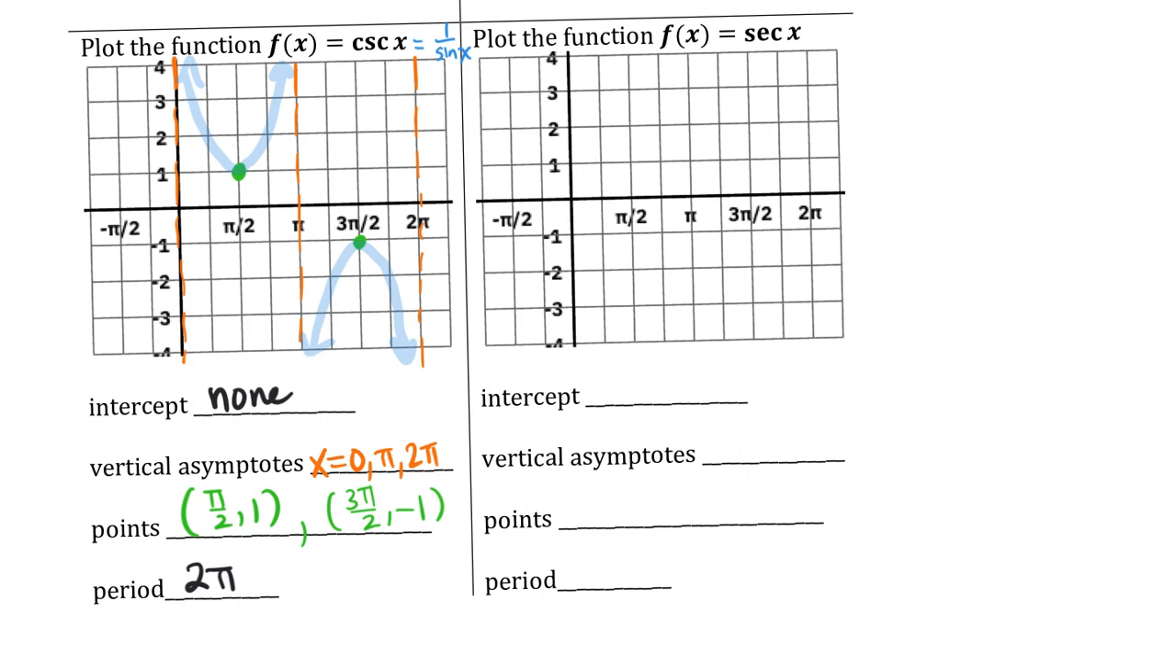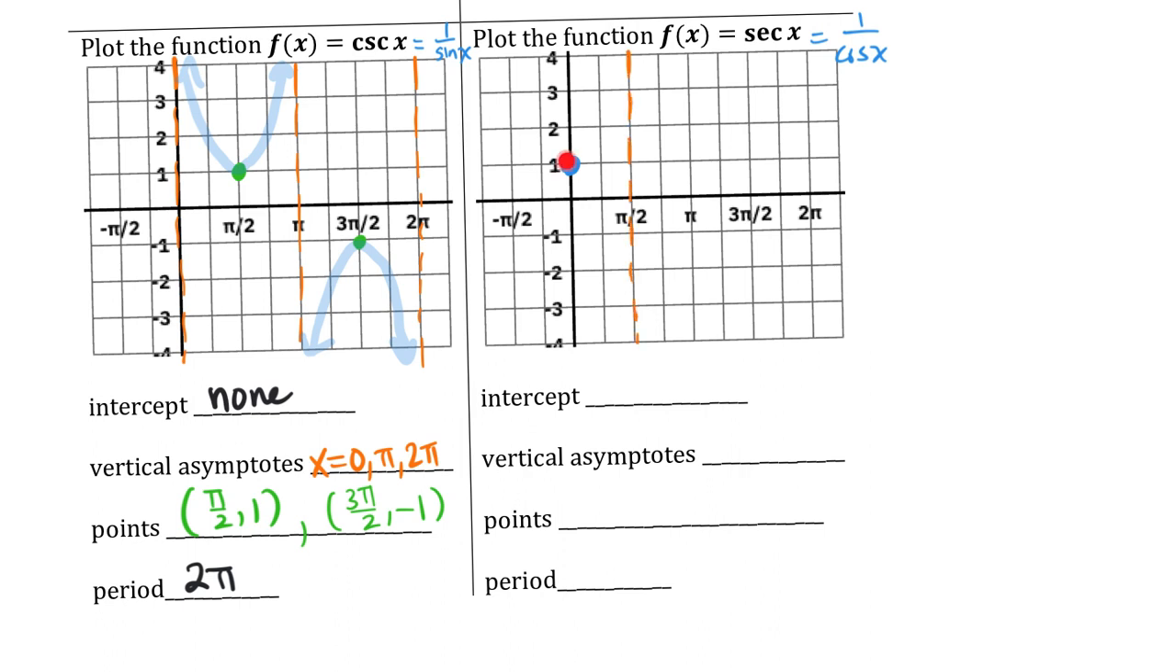Okay, let's try secant. Now secant is the reciprocal of cosine. So think about how you're going to graph a cosine, and then we're going to flip that point. When I graph cosine, it normally starts at 1. If I flip 1, I get 1 divided by 1, which is still 1. After we go to 1, we normally go to 0. Cosine of pi over 2 is 0. If I flip 0, I get 1 divided by 0. 1 divided by 0 is undefined, so there's an asymptote here.